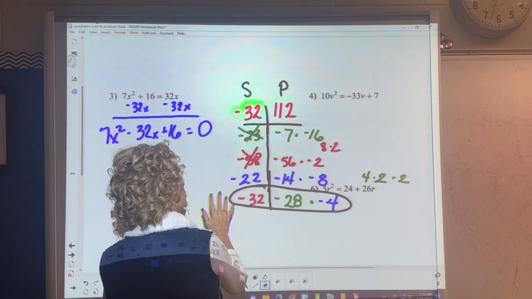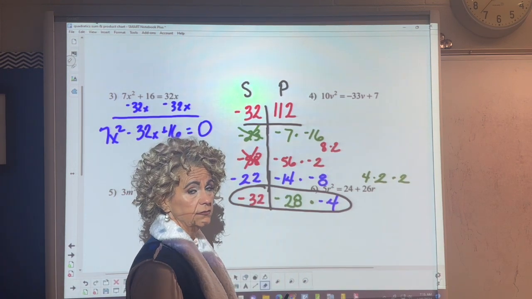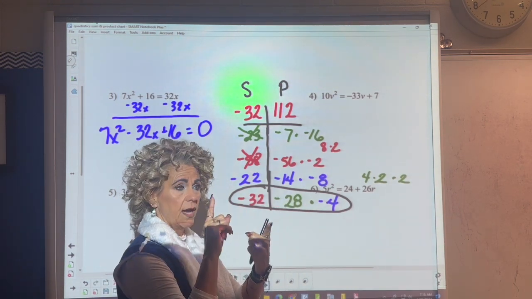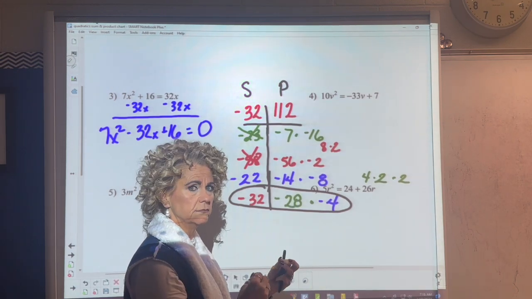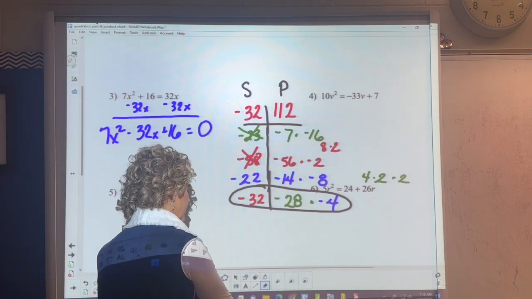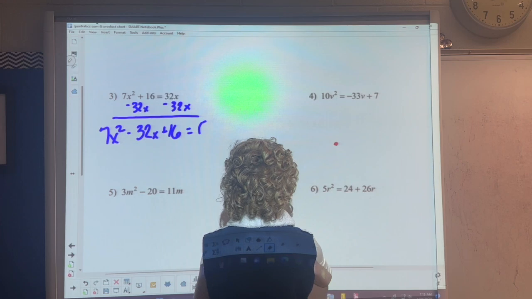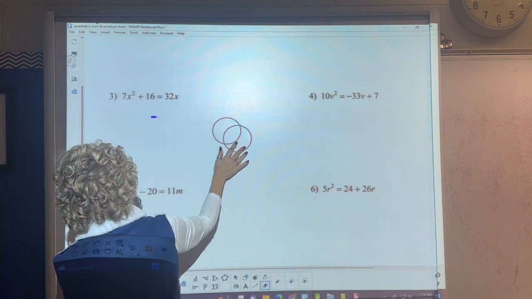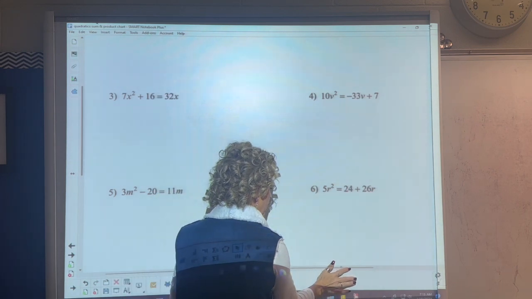Let's jump down to number 6. And again, we're not solving today. We are identifying the sum and product, and then we're completing the sum and product chart. That's it. We will utilize what we're going to do with this information at a later point. All right? So from number 3, I'm going to jump down to number 6.